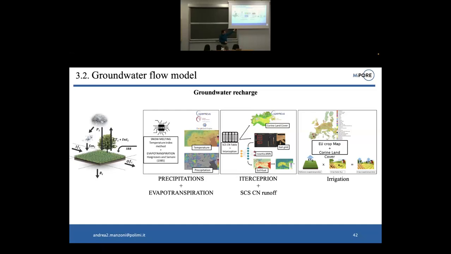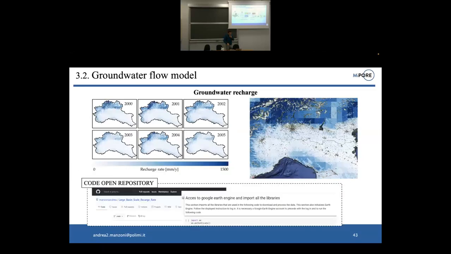And finally, in order to estimate irrigation, we have combined the EuroCrops map, which is a map that has been based on in situ data of different cropland. We have combined this with the Copernicus land cover model in order to estimate the distribution of each crop within our study area. The output of this step is the transient groundwater recharge, a map that provides us the distribution of the groundwater recharge throughout the whole domain.